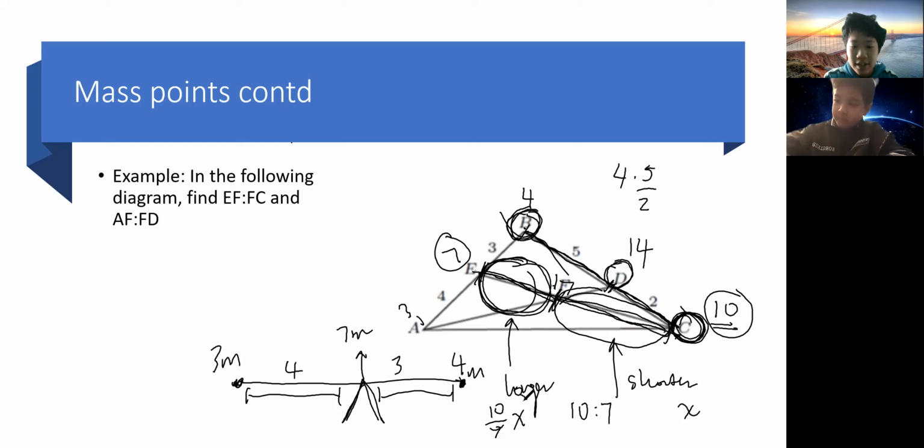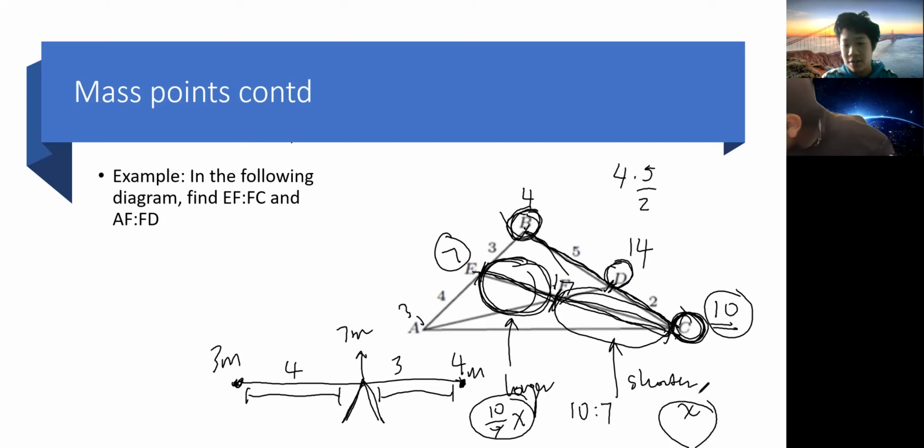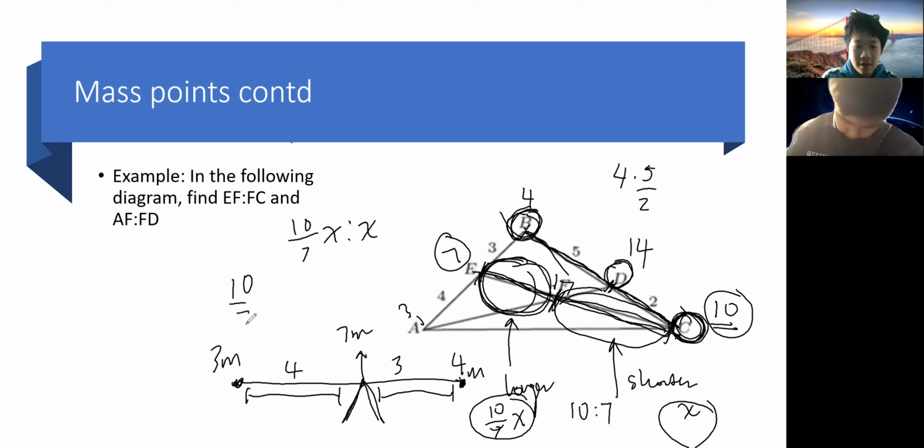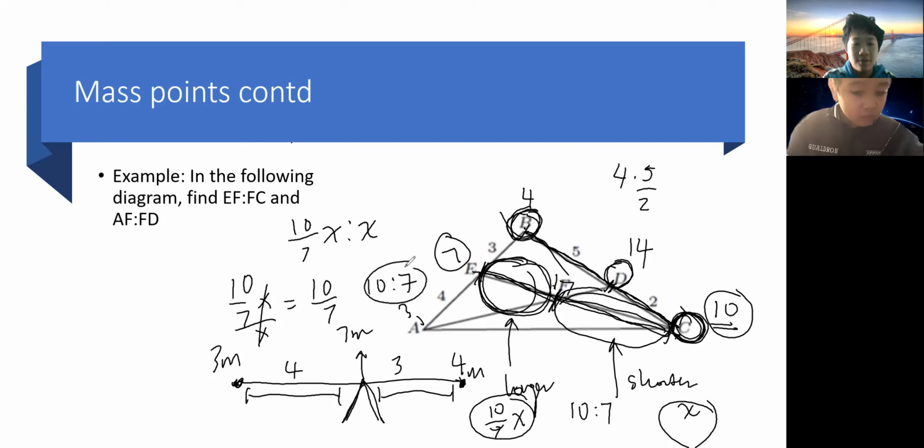Well, EF, we said that's 10 over 7x. FC is just x, which means that the ratio is that. Right? And we have ratios where basically you make fractions. And this simplifies to 10 over 7, or basically 10 to 7. This is the ratio for the first one.